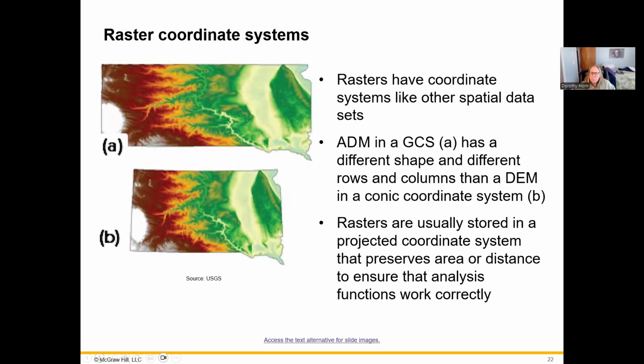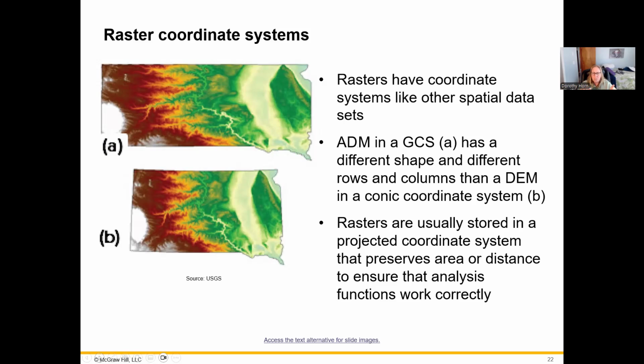Rasters have coordinate systems just like everything else. They come in GCS to start with, and a lot of times things will be in a conic coordinate system. You can usually find them projected in a coordinate system that makes sure that the area and the distance don't get messed up. But you have to be really careful, because if you project it incorrectly, you can see between A and B a very large difference.